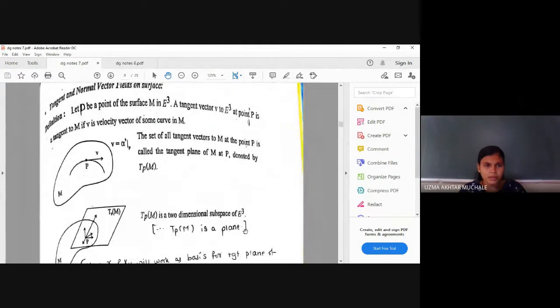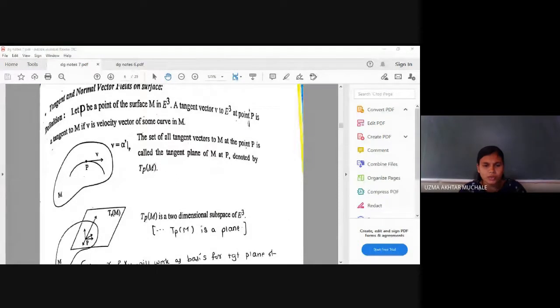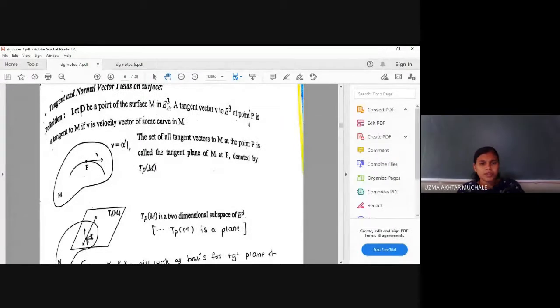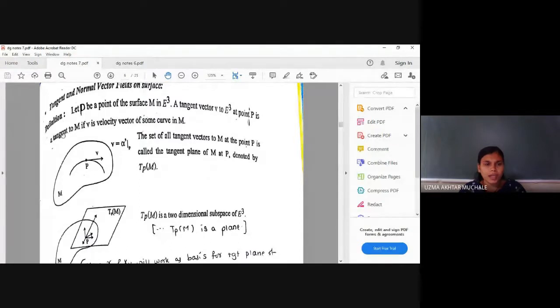So we were discussing the tangent and normal vectors, right? So what is a tangent vector? Let P be a point on the surface M. A tangent vector V to E3 at a point P is tangent to the surface M if V is the velocity vector of some curve in the surface M.